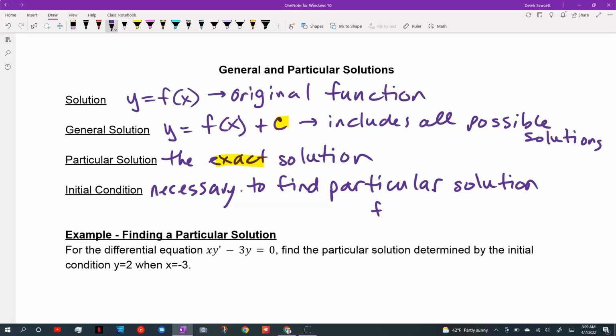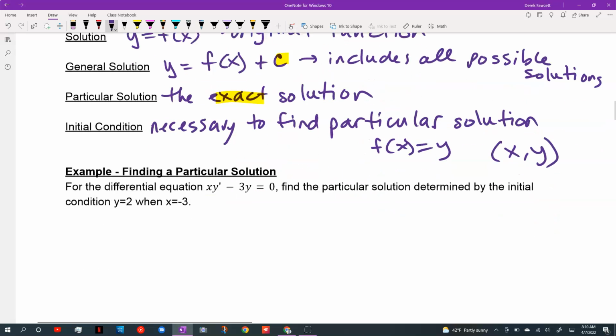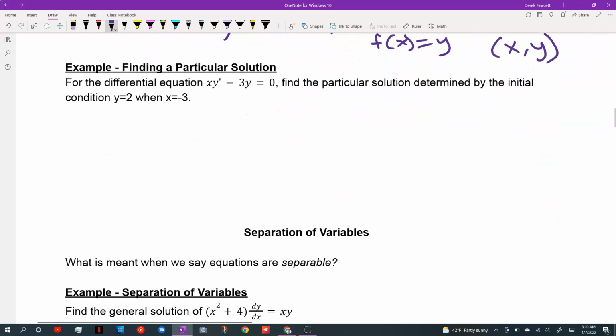And usually that's given in the form of something like this. You are given a coordinate. Somehow you're given an x and or a y to find the exact solution. Okay, so let's do an example, finding the particular solution on this one. So for the differential equation, find the particular solution determined by the initial condition.